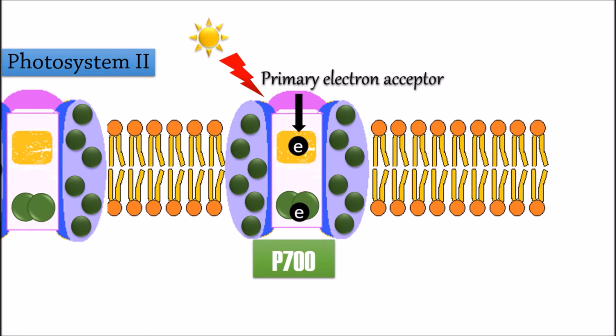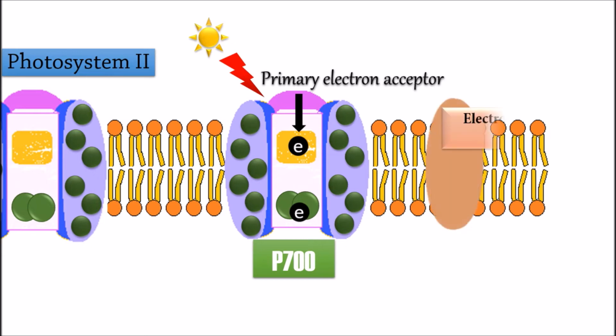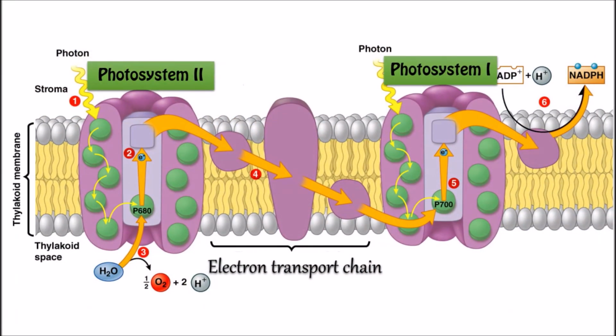Then, the high energy electrons will pass through an electron transport chain and the electron is passed to NADP+ to make NADPH. The reduction of NADP+ is catalyzed by an enzyme called NADP reductase. Those ATP and NADPH from the light-dependent reactions are used to make sugars in the next stage of photosynthesis.